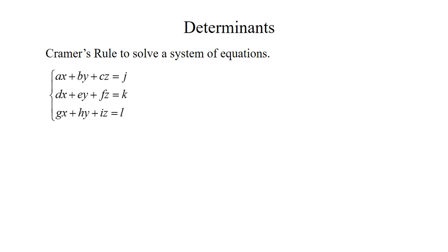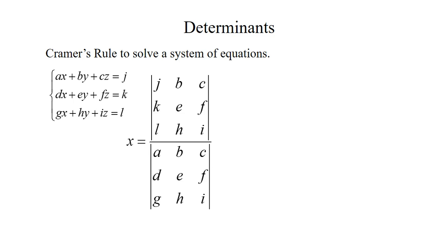Well, what we wanted to do in this lesson was to use Cramer's rule to solve a system of equations. And Cramer's rule allows us to use determinants of 3x3 matrices to solve systems of equations. What Cramer said is that x is equal to two determinants that are divided. The denominator is simply the coefficients of x, y, and z. In the numerator, we replace the coefficients of x with the constants J, K, and L, and everything else is the same.